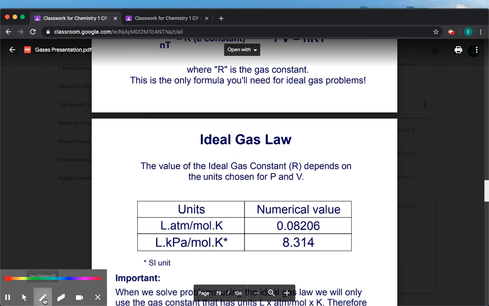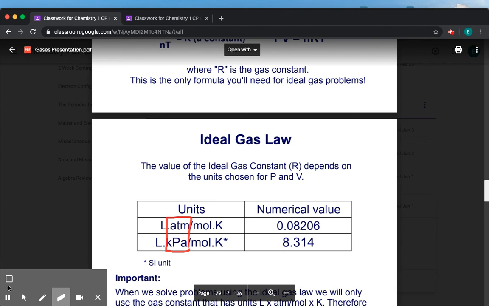The one people use the most is this one right here, where volume has to be in liters, pressure has to be in atmospheres, and then you have moles, and you have to have the temperature in Kelvin. The only difference between the top one and the bottom one is the unit of pressure. The bottom one uses kilopascals. The top one uses atmospheres.